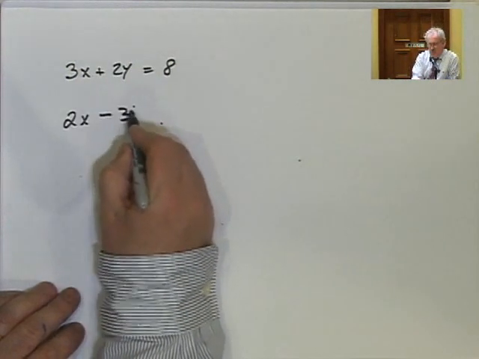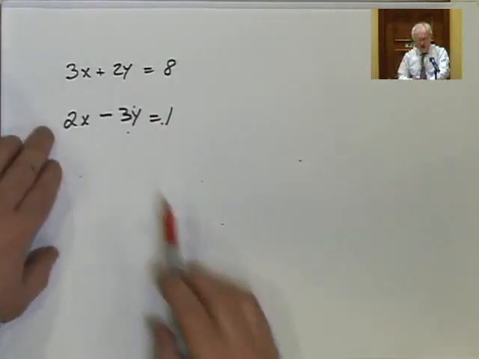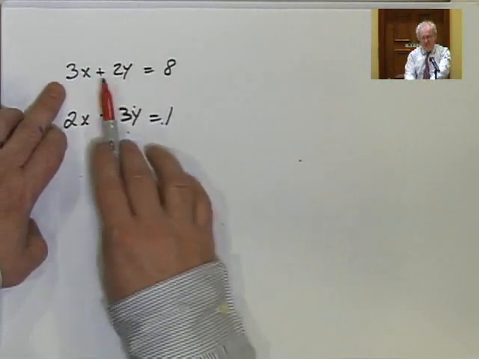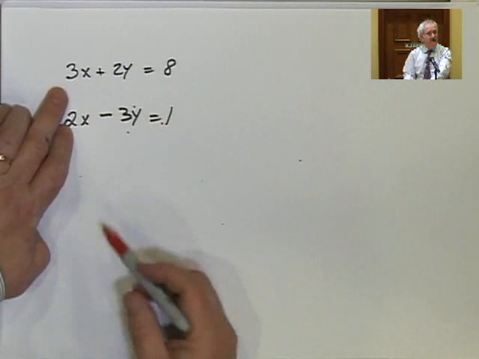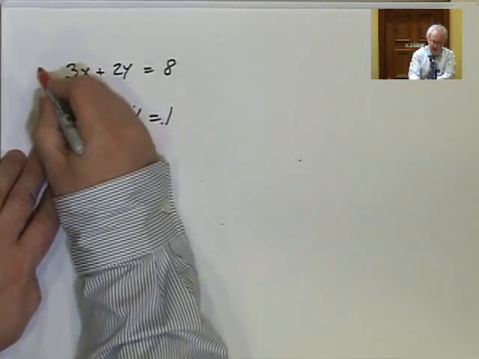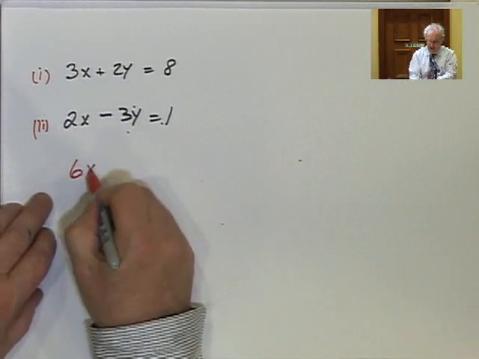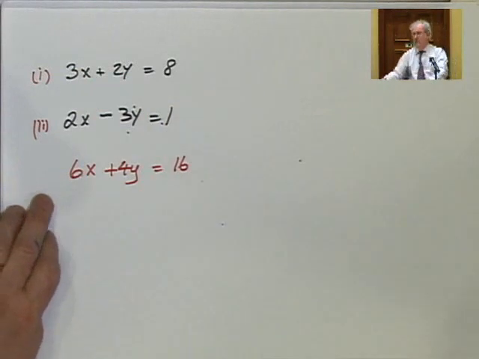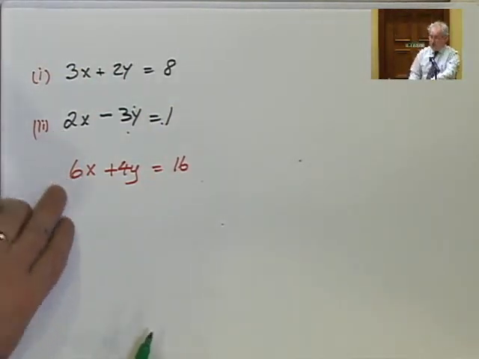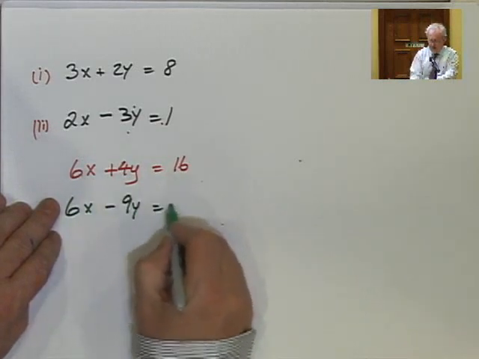2x minus 3y is 1. And because it's as simple as that, if you want to maneuver these, you could say, I'm going to double that equation. If 3 sliced pans and 2 pints of milk are 8, then if I double that, everything doubles. So I'm going to take equation 1 here and double it. 6x plus 4y is 16. In the second one, I'm going to treble it. 6x minus 9y is 3.